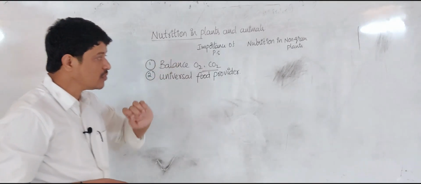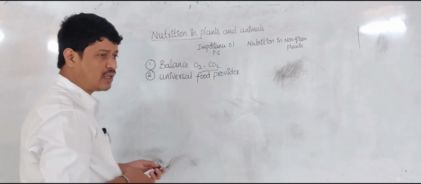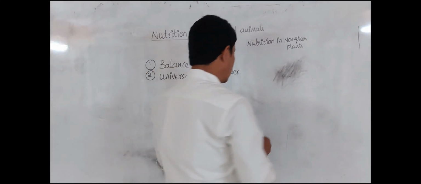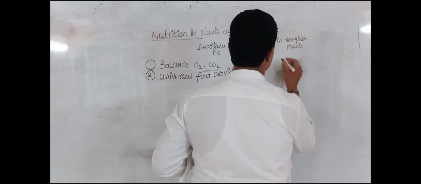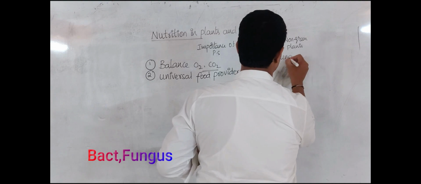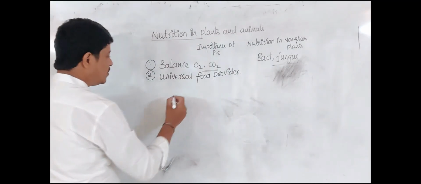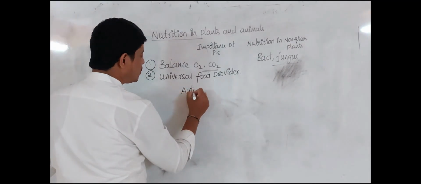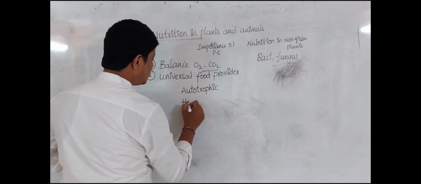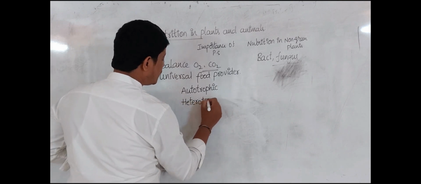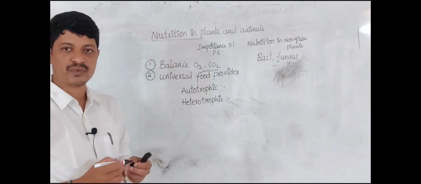Now we are going to discuss the nutrition in green plants and non-green plants. What are the non-green plants? For example, non-green plants like bacteria and fungus. See, actually, nutrition is divided into autotrophic nutrition and the second one, heterotrophic nutrition.